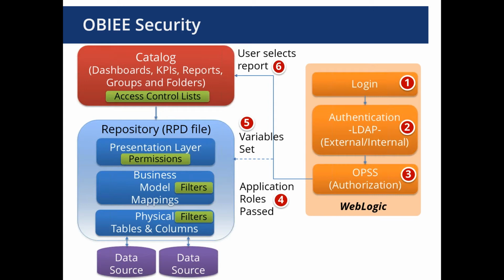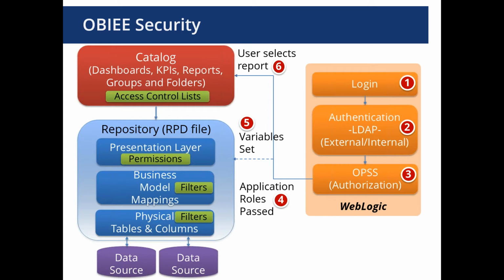OBIEE receives information about the user, most importantly the application roles, their profile, what they're authorized to do, what groups they're members of. With that, variables are set. This is actually occurring transparently. The user really just sees the OBIEE user interface, and the catalog then presents them what they can see and do as far as what reports, KPIs, dashboards, and folders. What I've highlighted here in green are the security features.